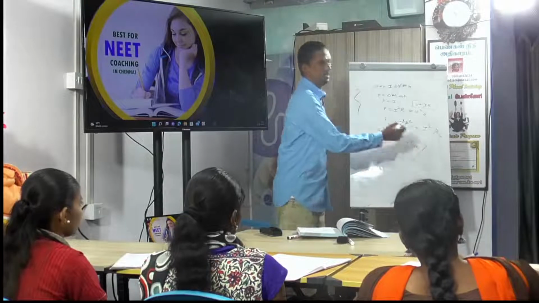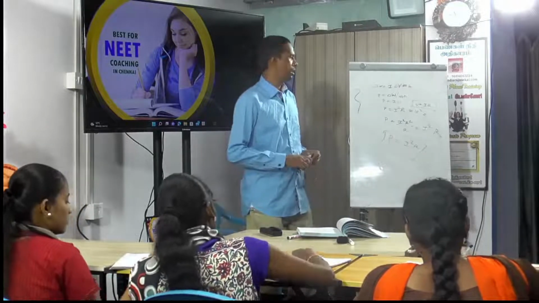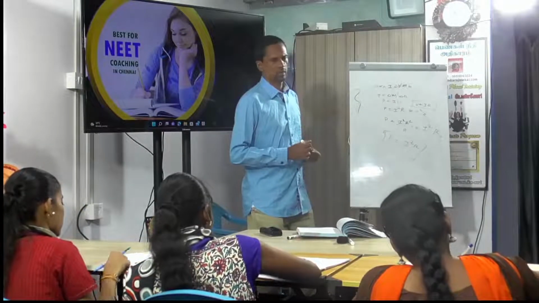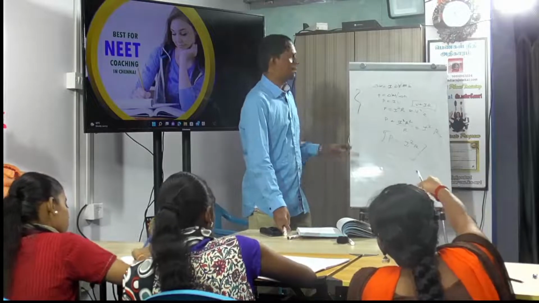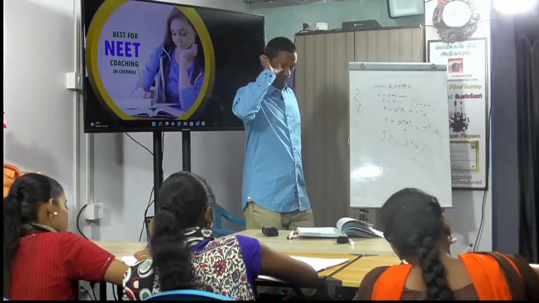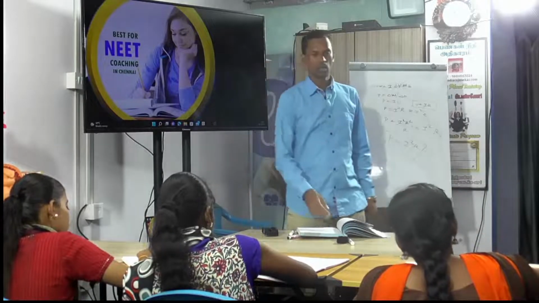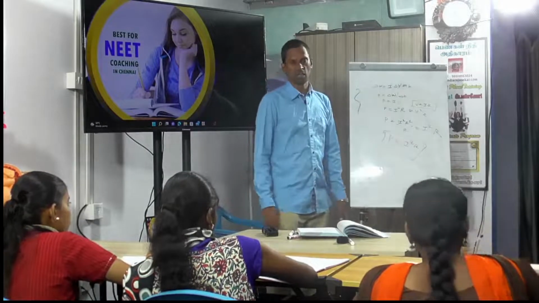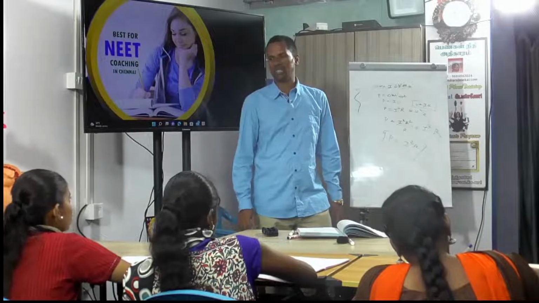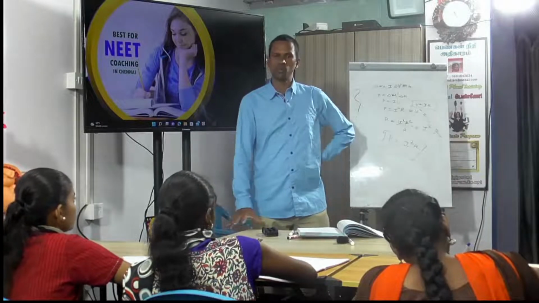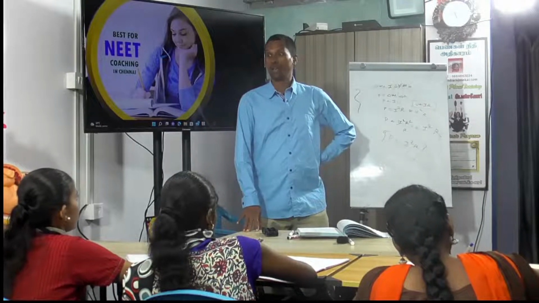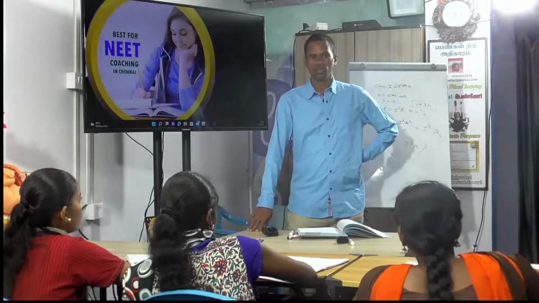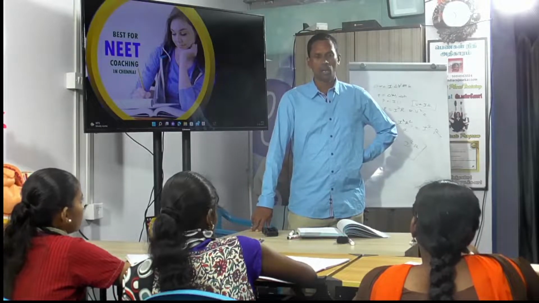Power is equal to current into resistance. W is work done. V is voltage difference. dV, that's why I put delta V. Delta V is the voltage difference. Voltage difference means what? Flow of charge.